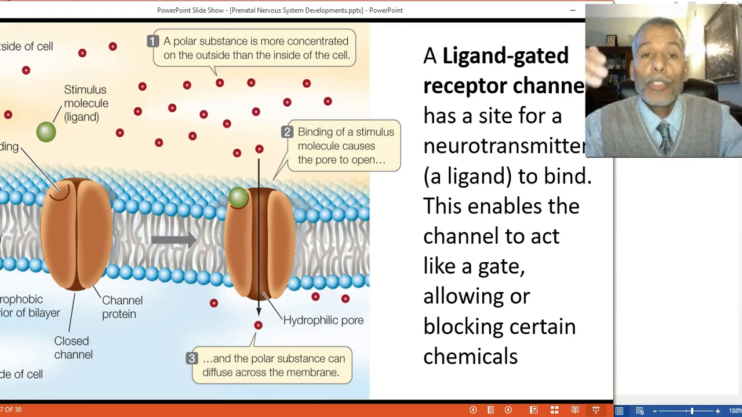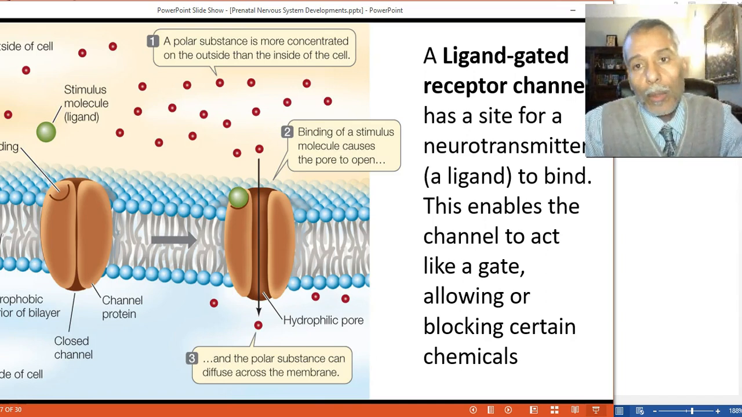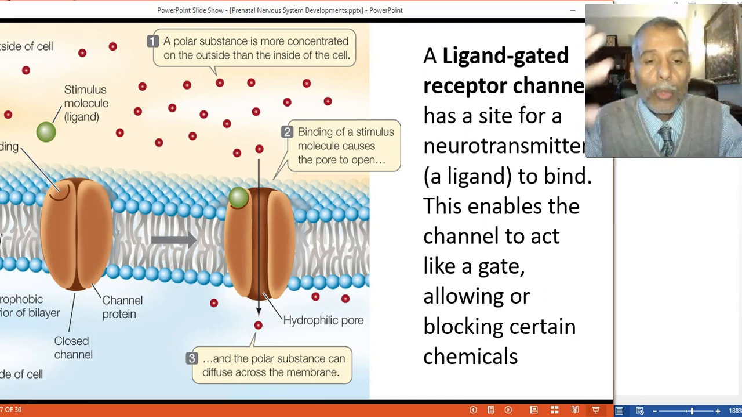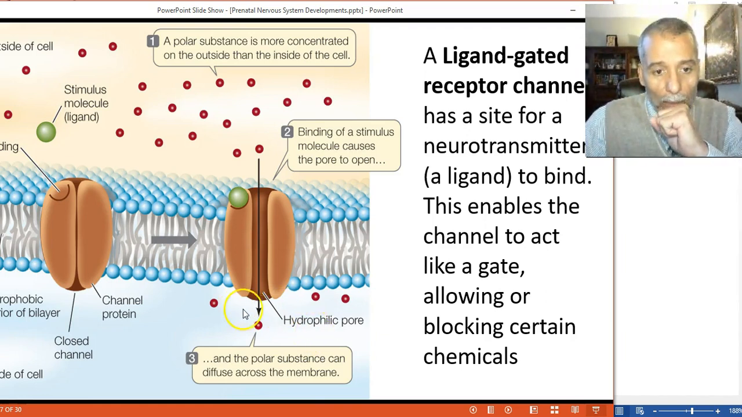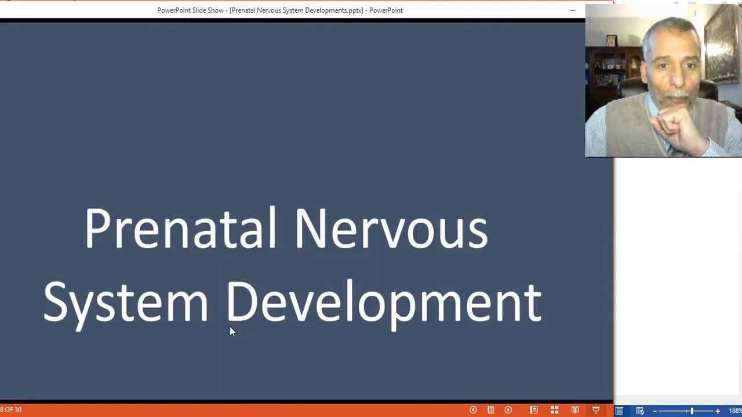There are more than 100 neurotransmitters and neuromodulators that act on cells like these to enable the flow of chemicals like sodium, potassium, chloride, and so on onto the cell and out. There are two different kinds, but we don't want to go too much into these technical details. I just wanted to give you a basic idea.